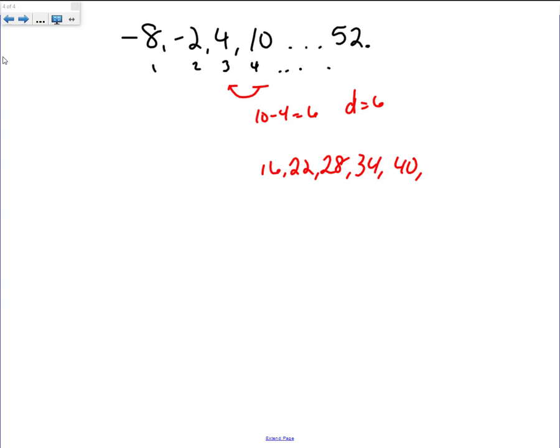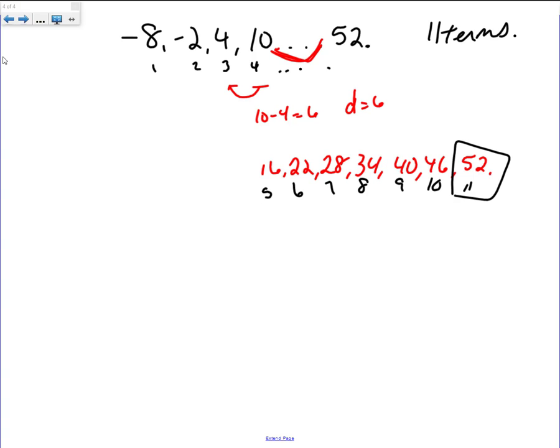I'm getting close now, right? Add 6 to 40, get 46. And then magically I end up with adding 6 one more time and I get to 52. So basically the 16 fits in here, right? The 16 through 46 fit in there. So if 10 is 4, that means that this is 5, 6, 7, 8, 9, 10, and 52 is my 11th term.